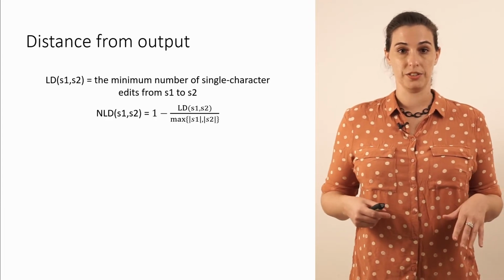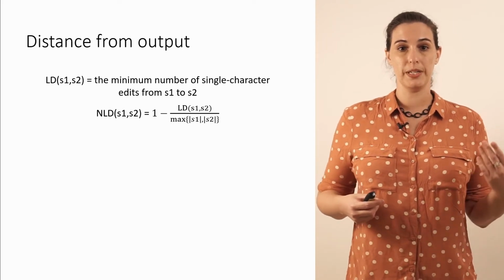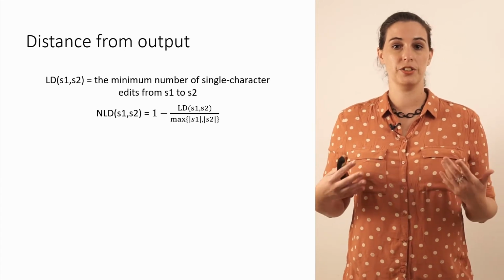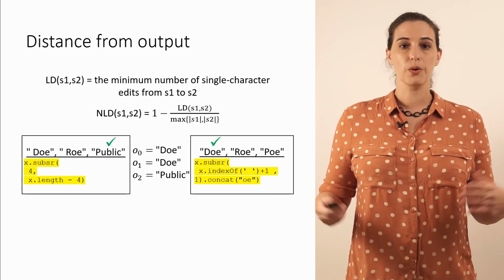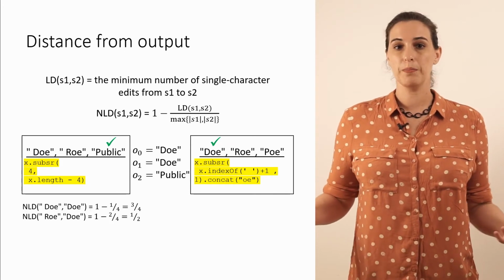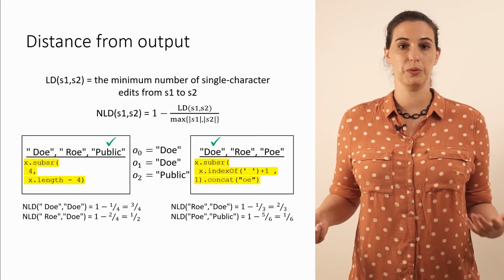Normalized Levenshtein distance is the portion of the string which needs to be edited, which is what we'll be using for each output that isn't already correct. So for instance, in these 2 programs that only satisfy one example, we compute the normalized distance for each of the incorrect outputs to see how close we are to the result.